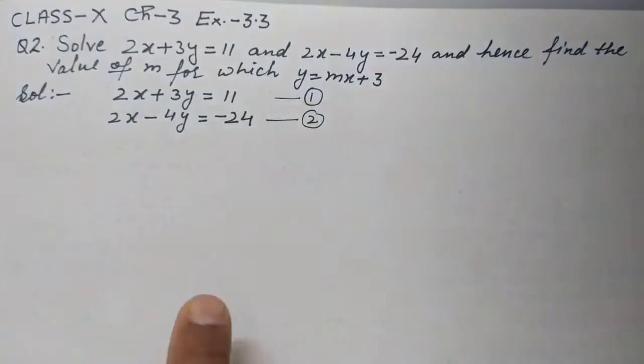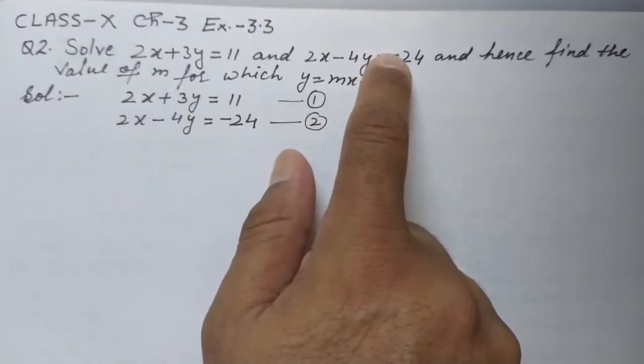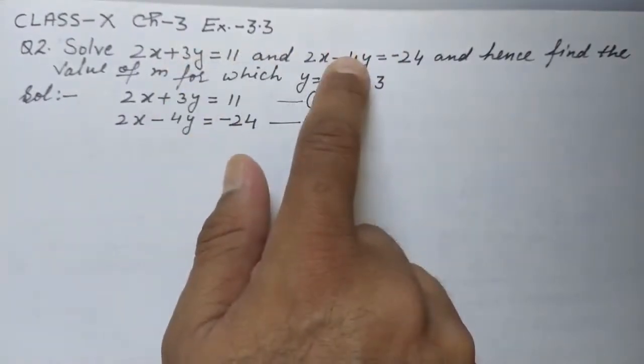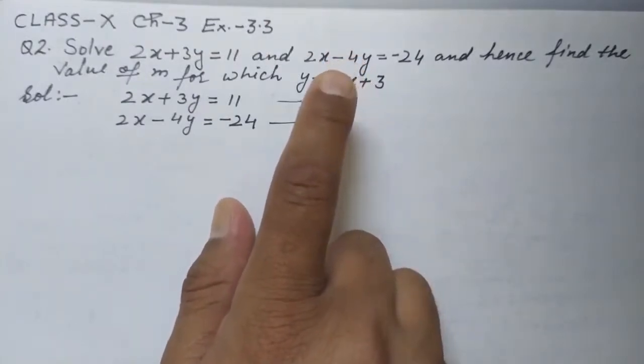So in this question, what we do, we have to solve this pair of linear equations first. So we will get the value of x and y from this pair of linear equations. We can apply any method here: substitution method, elimination method or cross multiplication method.